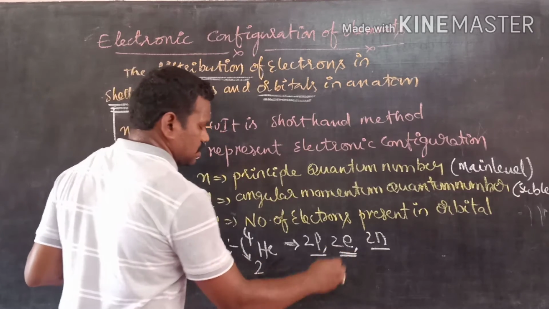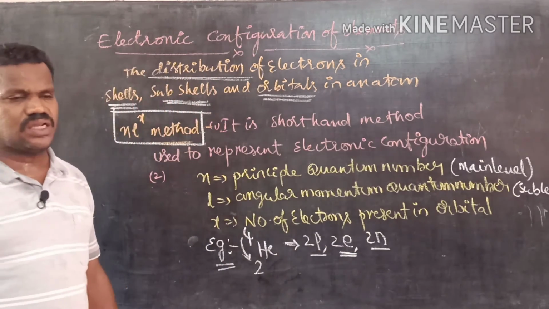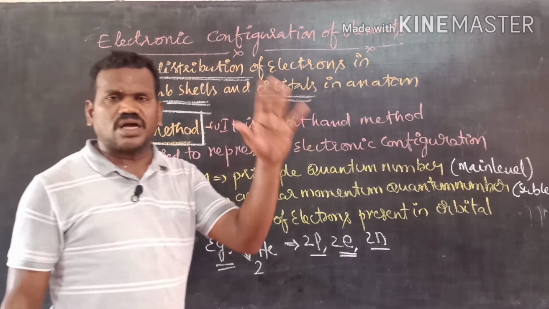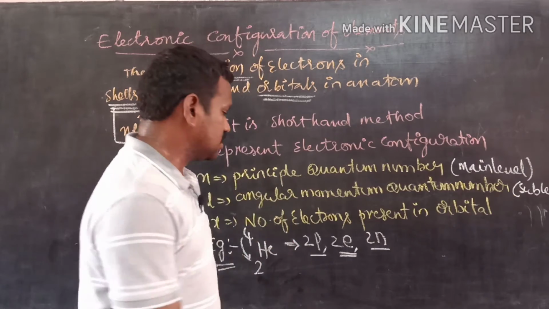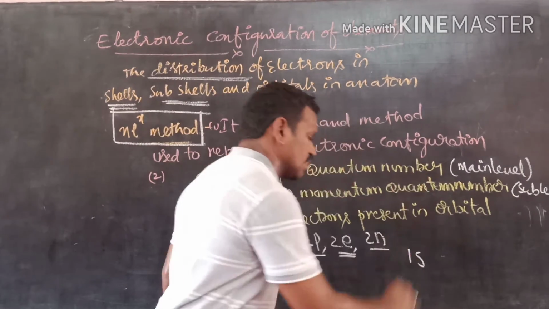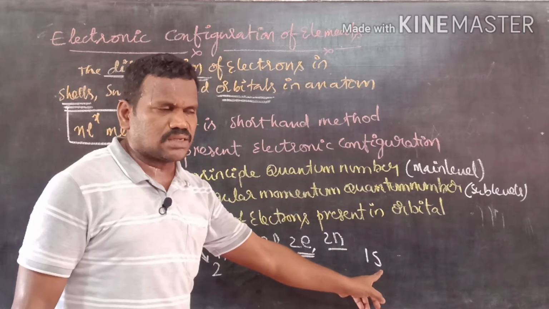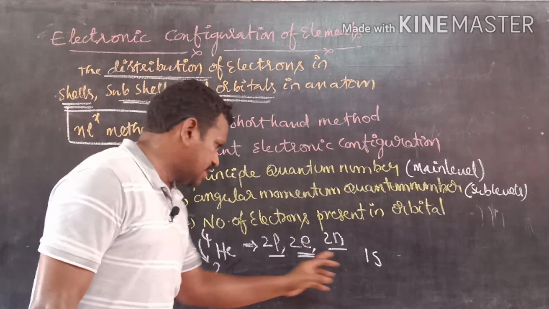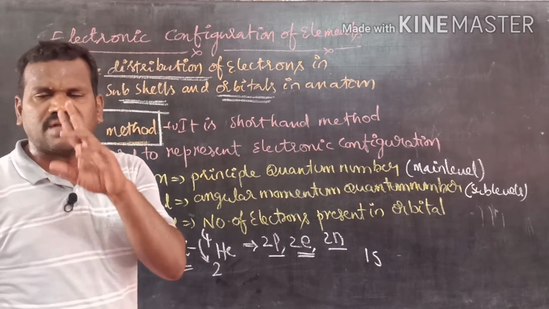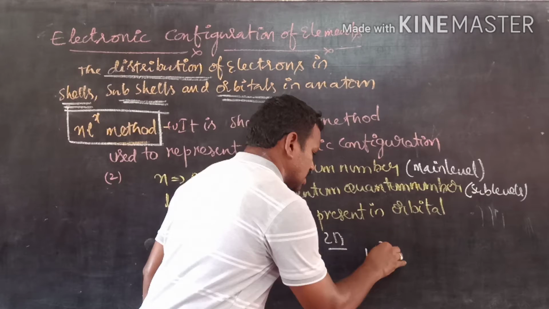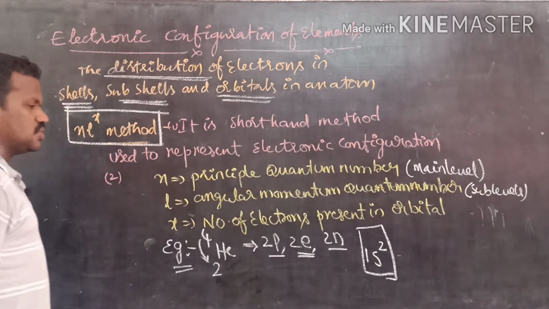Then what about these electrons? These 2 electrons, as per the Aufbau principle and the Euler chart, should first occupy the lowest energy orbital. The lowest energy orbital is always 1s. Here 1 indicates the principal quantum number, s indicates the angular momentum quantum number. Now, how many electrons are there? 2 electrons are there. An s orbital can always accommodate a maximum of 2 electrons. So the electronic configuration of helium is 1s2.